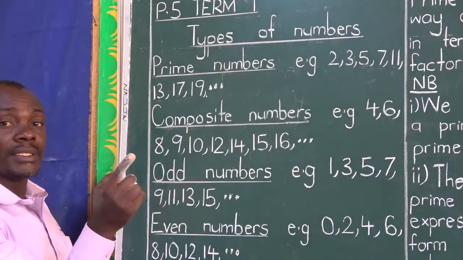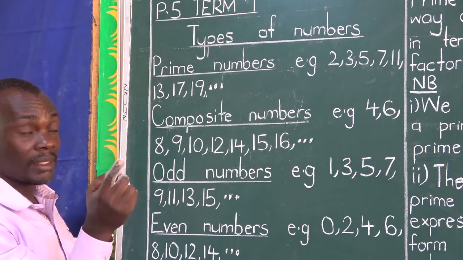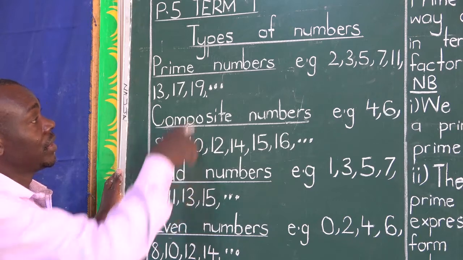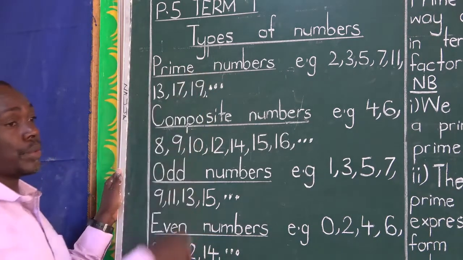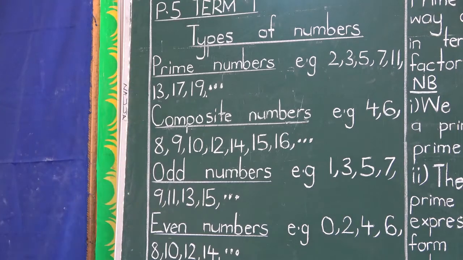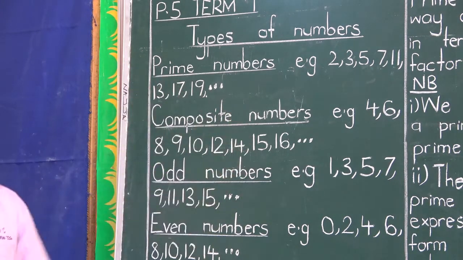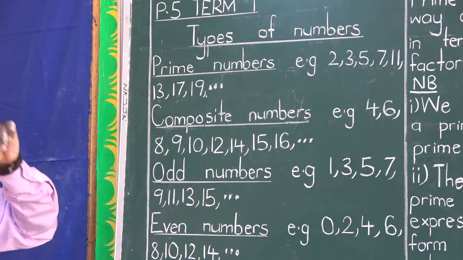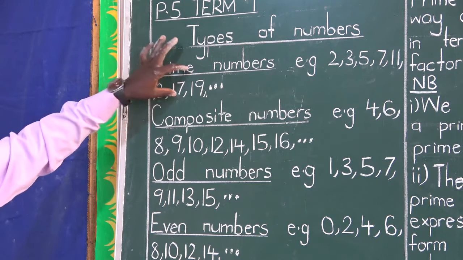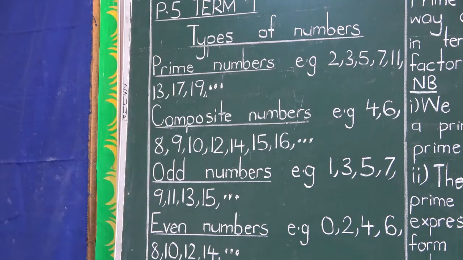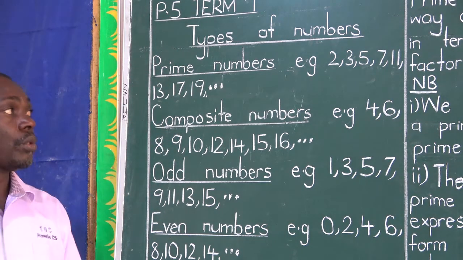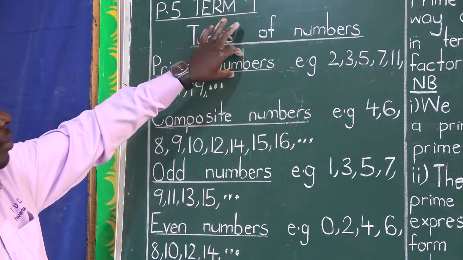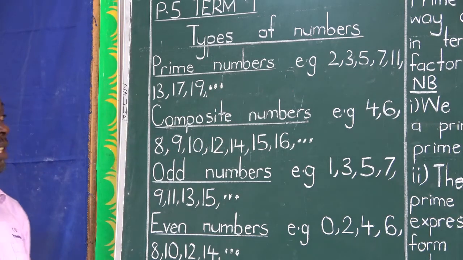Remember, number one does not get involved in any of the two. It is not a prime number and neither is it a composite number. Why? It does not have 2 factors. It has got only 1 factor. Whereas here we must have 2 factors, whereas in composite numbers we must have more than 2. So 1 is not among these 2. It's neither prime nor is it a composite number.